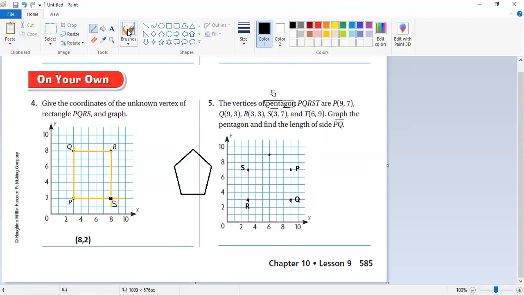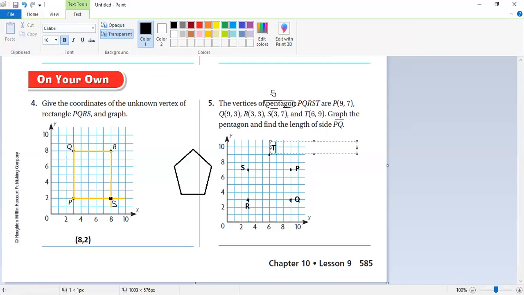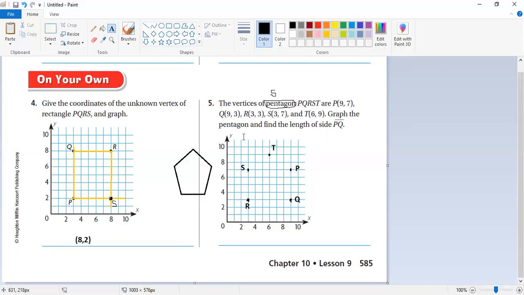Okay, so s, and then you have to name this point as t. So what's the next step we are going to be doing now? We are going to join them. Correct, we will join them by order. You cannot join q to t and r to s, nothing like that. We will go in order: p to q, q to r, r to s, s to t.